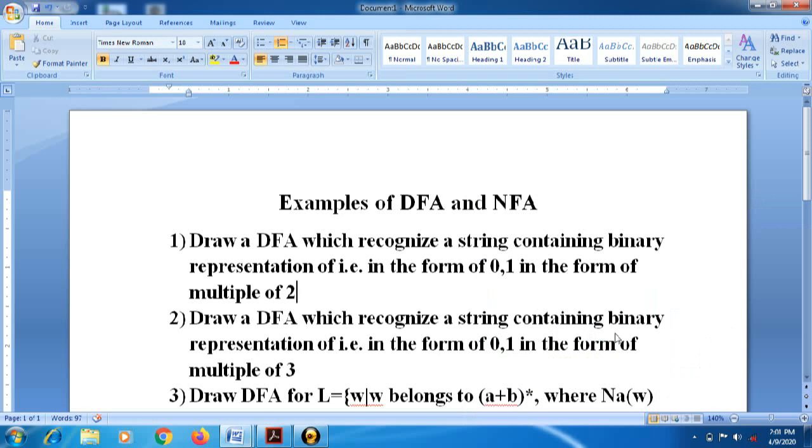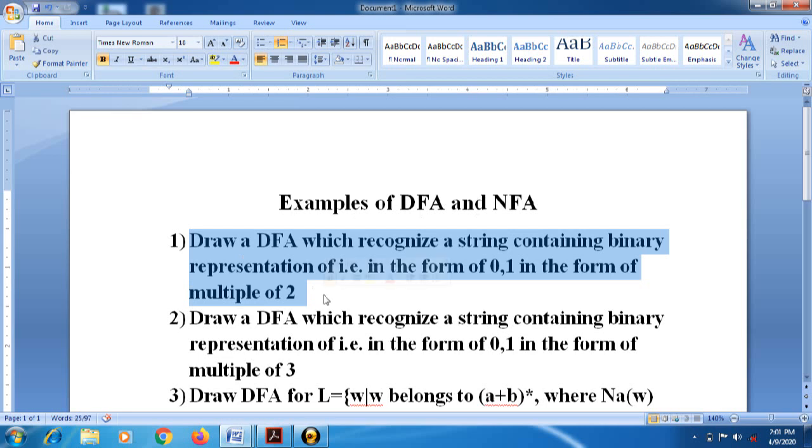Hi, I'm Nimisha Deval. Today we are going to see some important examples of DFA and NFA. So the first example is: draw a DFA which recognizes strings containing binary representation of numbers, that is in the form of 0 and 1, which are multiples of 2.